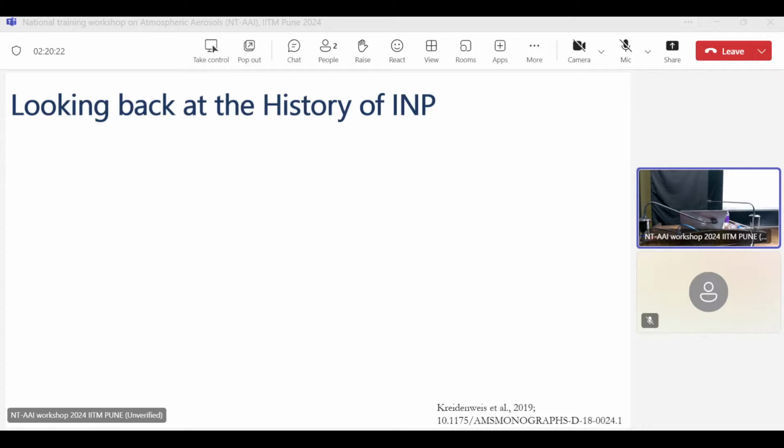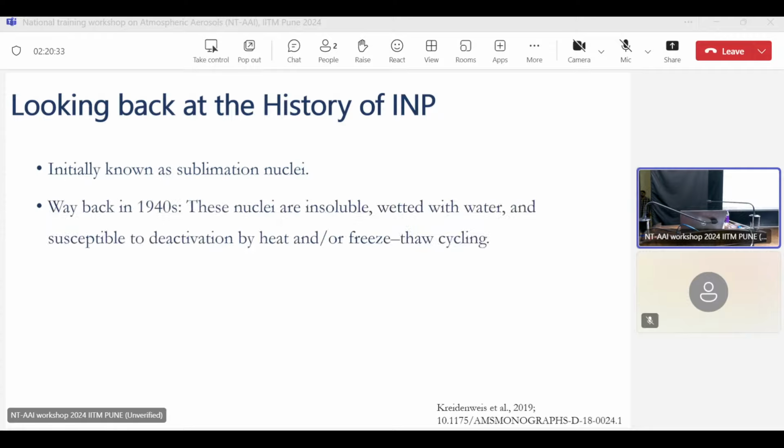But when I was reading this paper, I got to know that the knowledge about ice nucleation started way back in the 1940s, right? So initially we were calling them sublimation nuclei. Then, in the 1940s, we got to know that these nuclei are insoluble, wetted with water, and susceptible to deactivation by heat or freeze cycling. So can you believe in 1940 we knew this, and still we say that we have limited knowledge on ice nucleating particles?